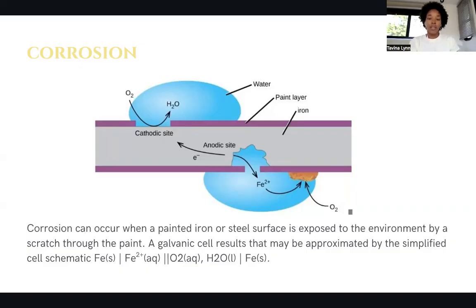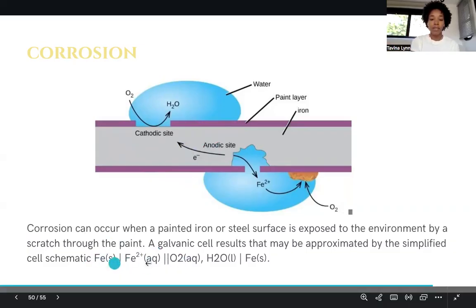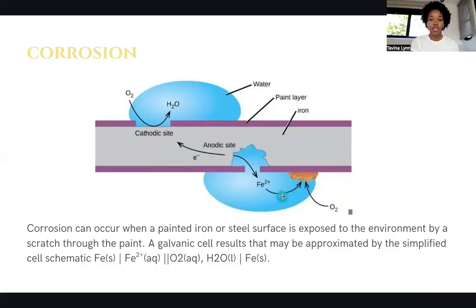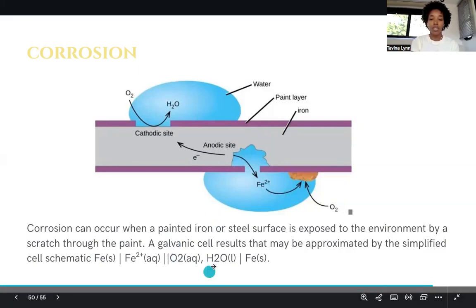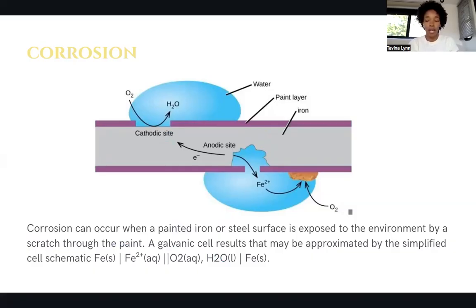So this is an example of a galvanic cell that results from corrosion that can happen on a surface such as the Statue of Liberty or some other surface that has paint. So here is our cell notation for this galvanic cell, where iron is oxidized to iron 2 plus, and then we have oxygen being reduced to water. And in both cases, iron is acting as both the anode and the cathode.